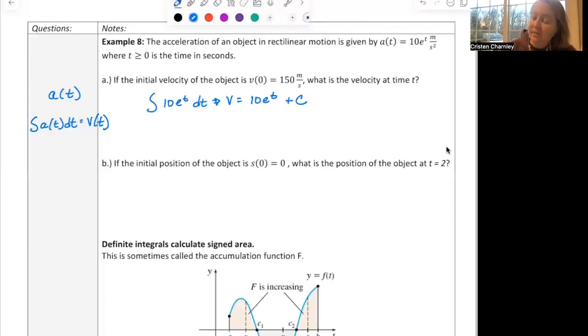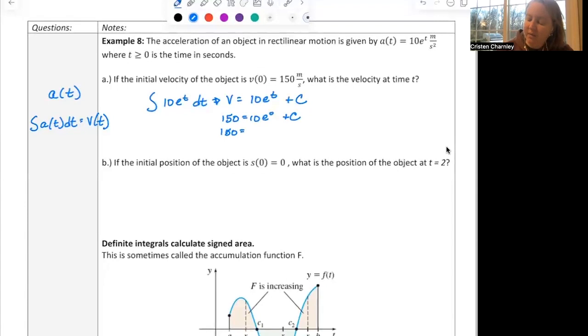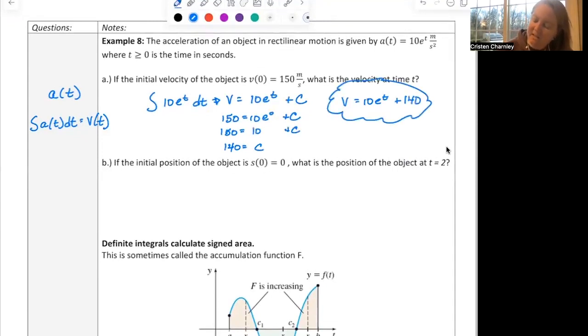You've already done initial value problems in the last unit. So if I know that v of 0 is 150, I'm going to say that 150 equals 10 e to the 0 plus c. Just watch your e to the 0 power. A lot of times we like to say, oh, look, 0, the whole thing's 0. But remember, 0 as an exponent means 1. So this is 150 equals 10 times 1 plus c. C is equal to 140. So if I put all this together, our velocity is 10e to the t plus 140. So that's our velocity equation at time t. Just means we've got a t variable. Maybe you like that a little bit better.